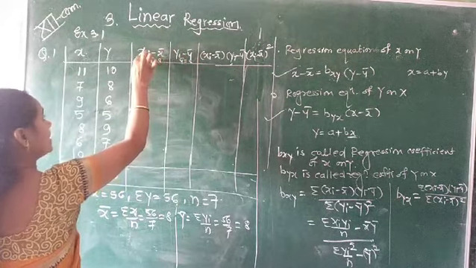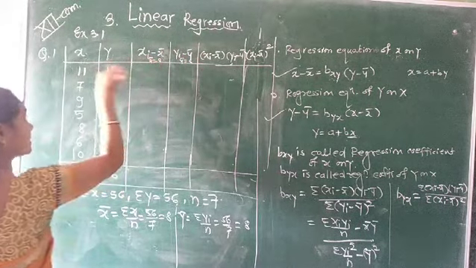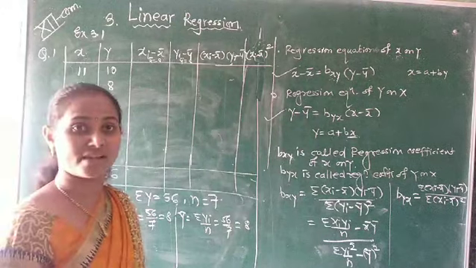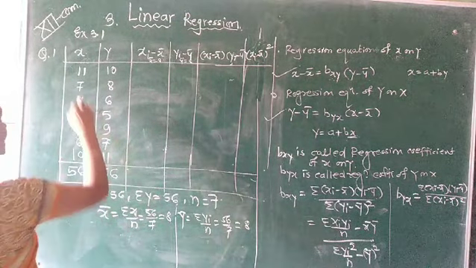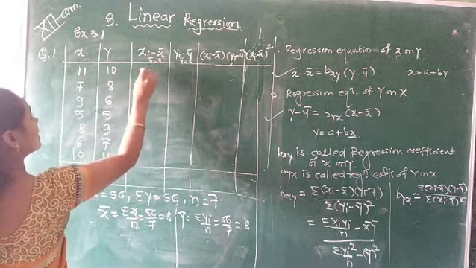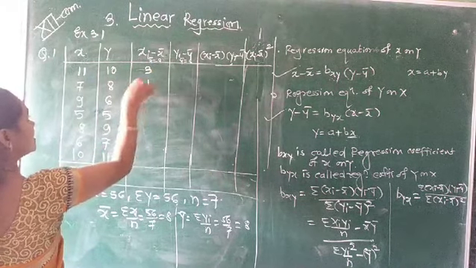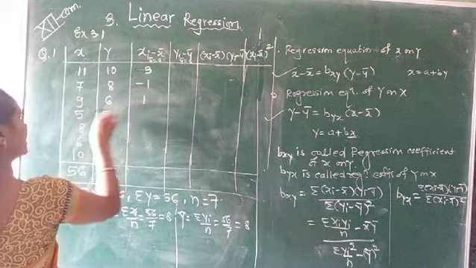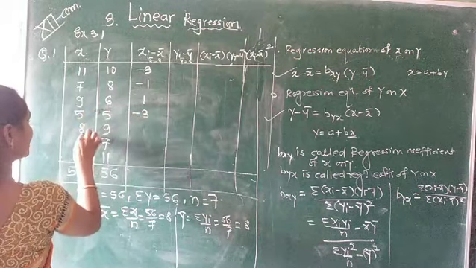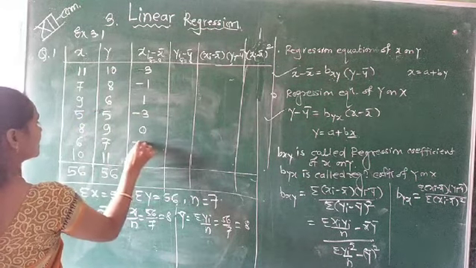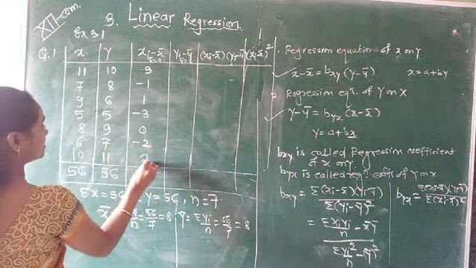Since we have to take xi minus x bar, that means from each value of x we subtract the mean. So how much is it? x bar is 8. 11 minus 8 is plus 3, 7 minus 8 is minus 1, 9 minus 8 is 1, 5 minus 8 is minus 3, 8 minus 8 is 0, 6 minus 8 is minus 2, 10 minus 8 is plus 2.